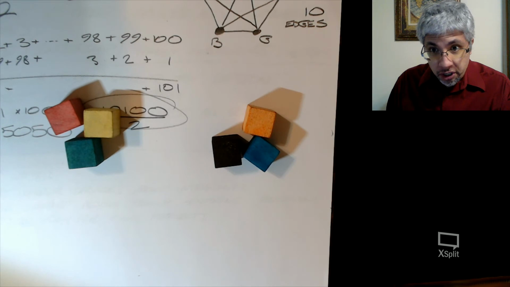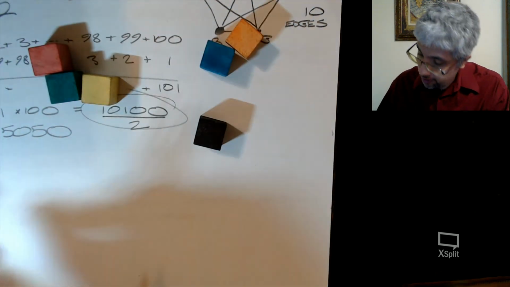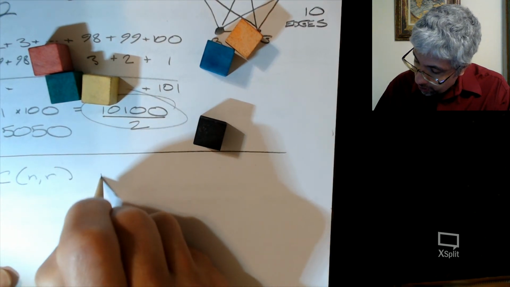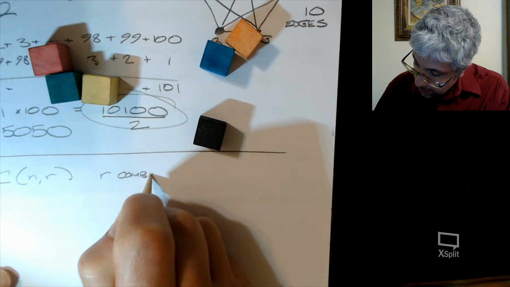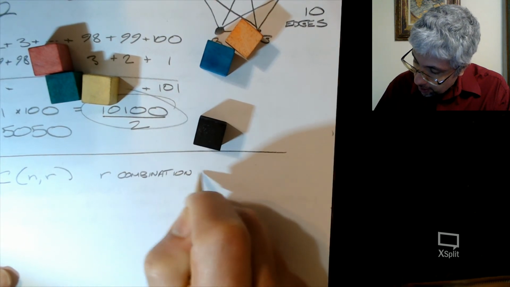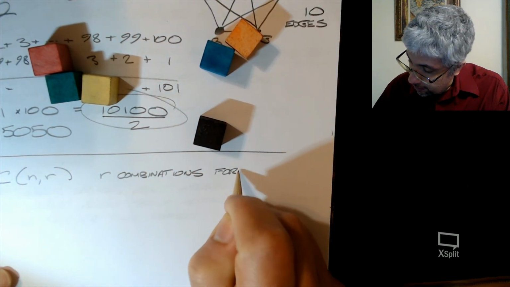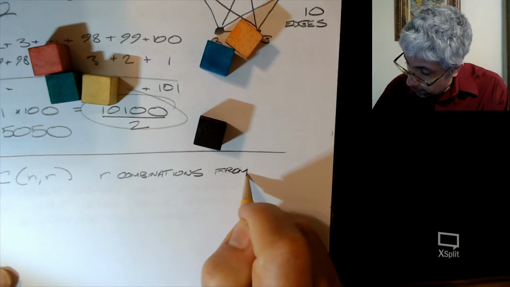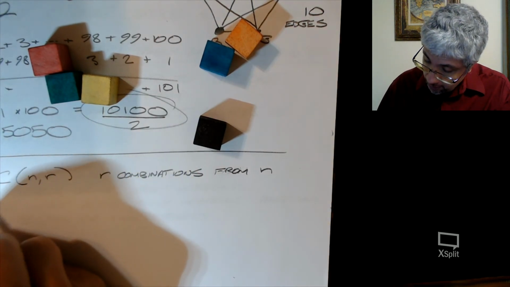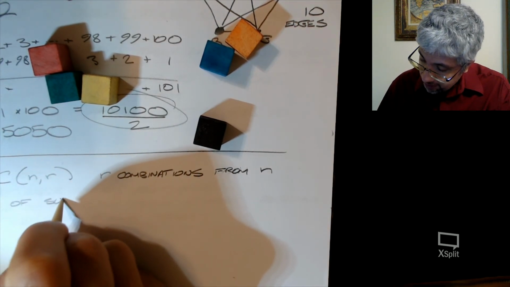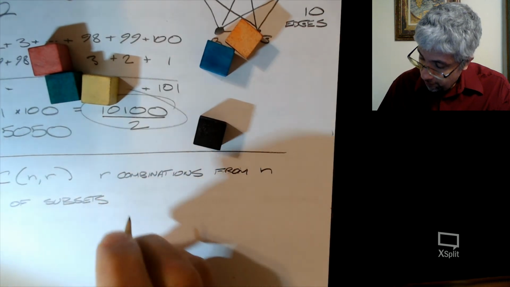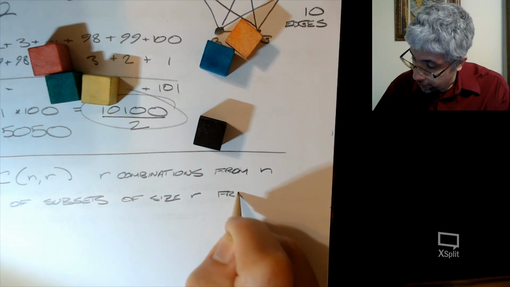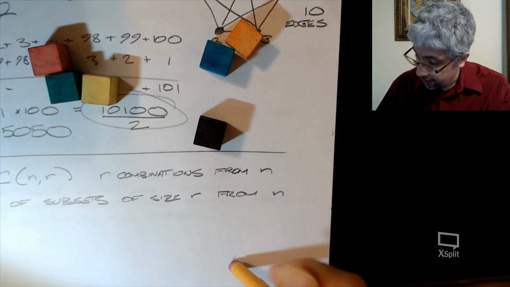So what we want to do is define C(N, R), or the R combinations from N, and that's going to be the number of subsets of size R from a set of size N.